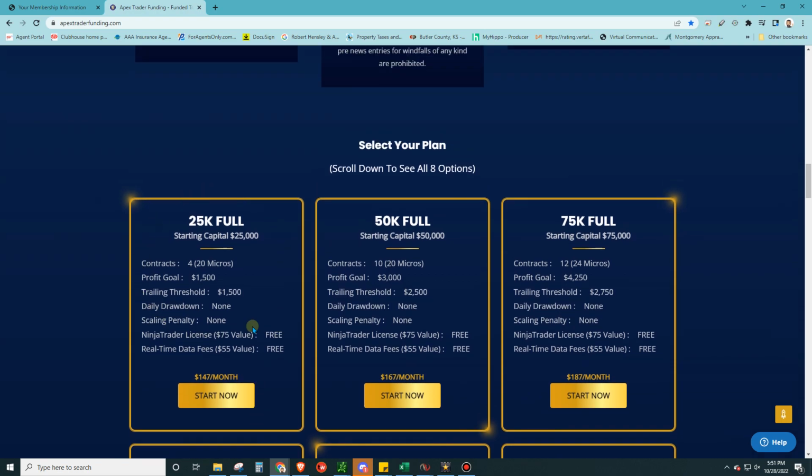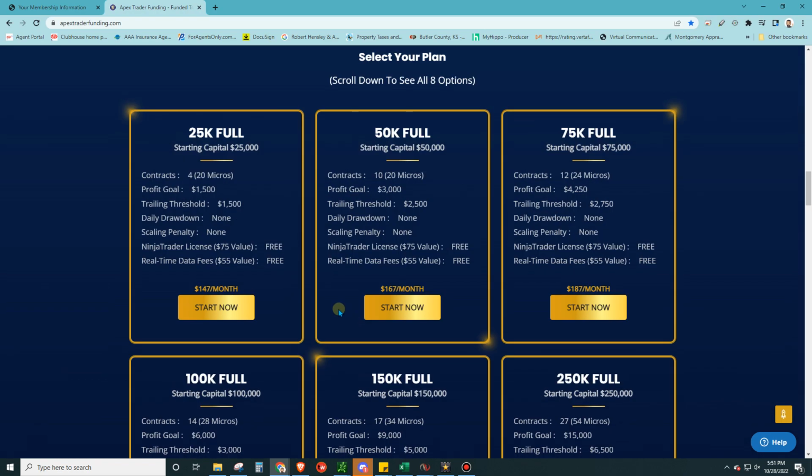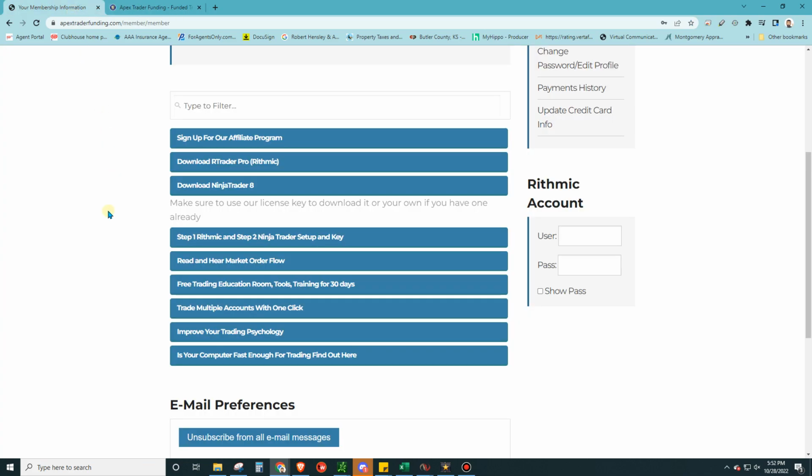Again, start small, and then here's how you set it up. So once you figure this out, you get 80% off of that. So it's like $30 to sign up. Once you sign up, you need to come in here and download this, and it'll walk you through step by step. Download Rithmic Trader Pro, download NinjaTrader, and then you log in, and you're connected to your NinjaTrader, and you can start trading futures.